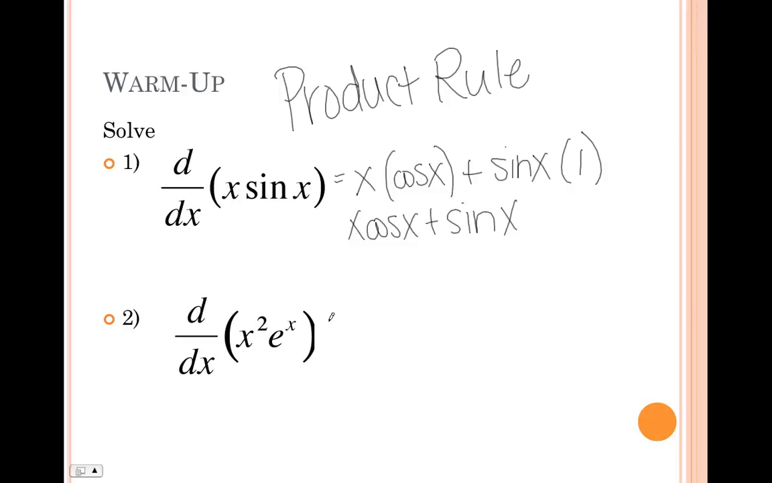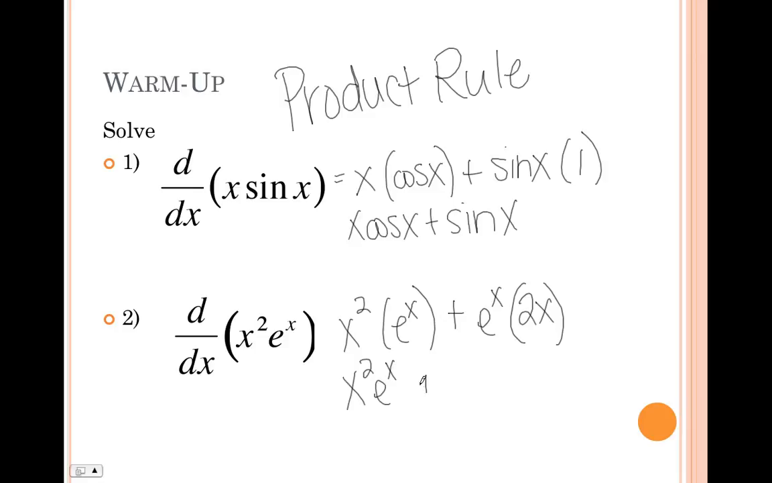Second problem, same scenario. First times the derivative of the second, which is just e to the x, plus the second times the derivative of the first, which is 2x, which if I simplify, I get x squared e to the x plus 2x e to the x.